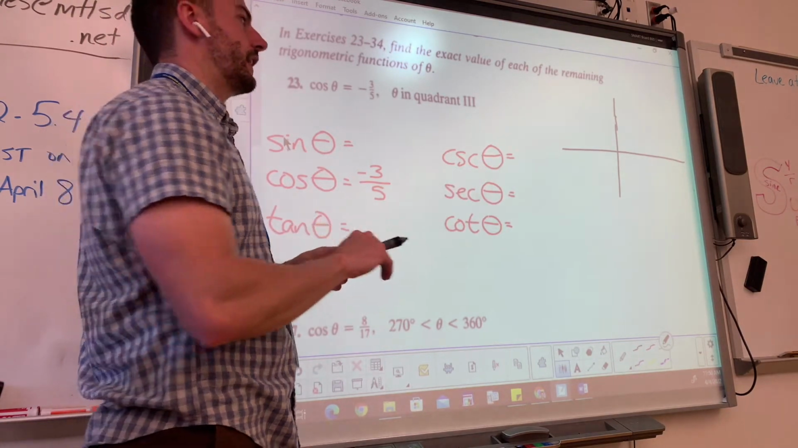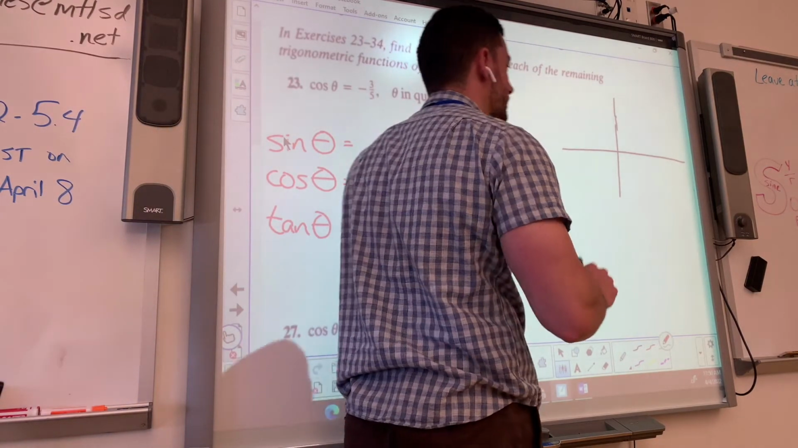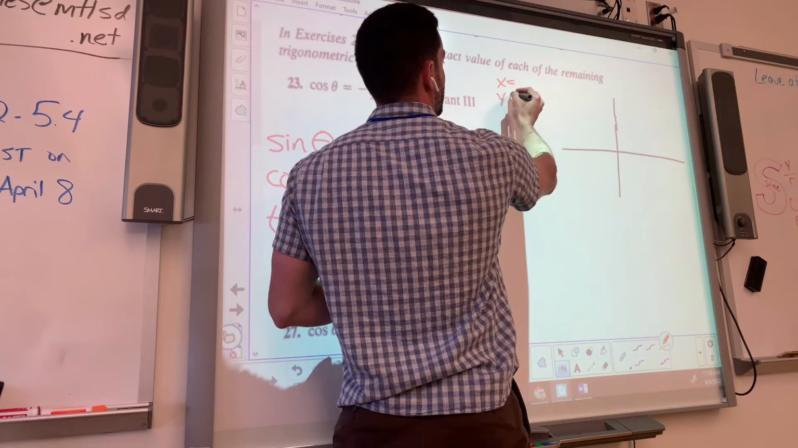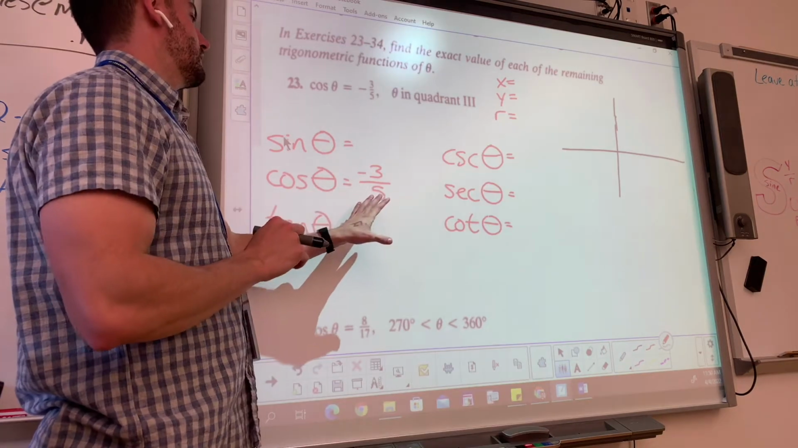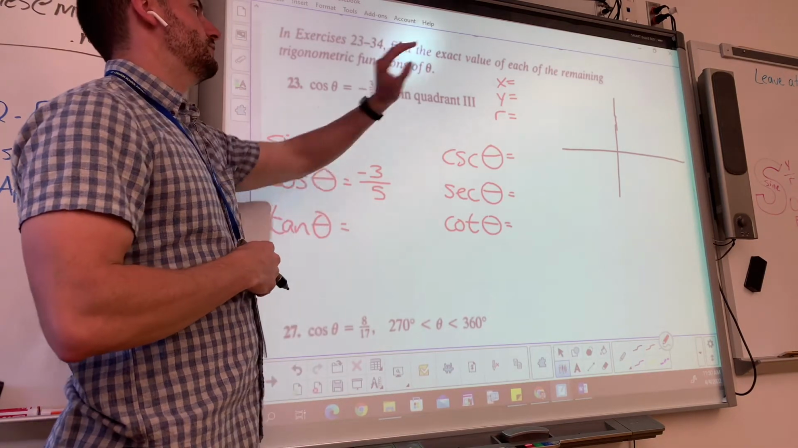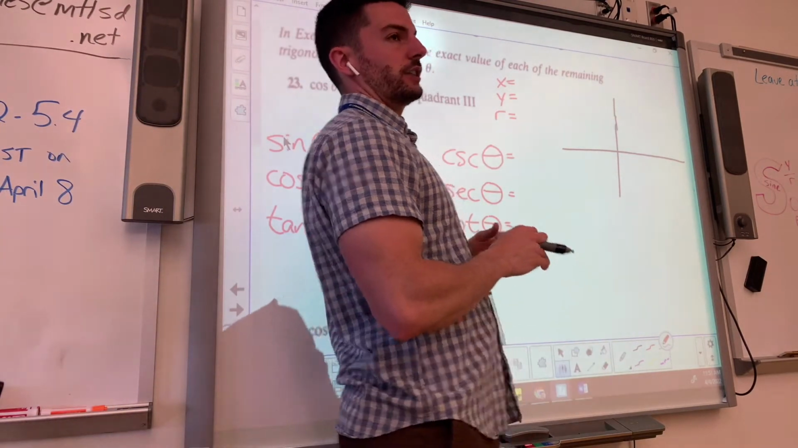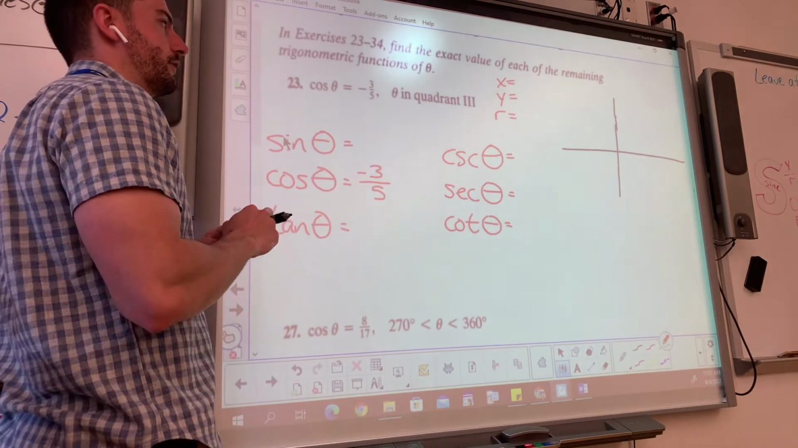Okay, and this is what I want you guys to think about. Just take 2 or 3 minutes even. And if you don't get it, we'll go over it together in those 2 or 3 minutes. But how can you use this cosine value, and how can you use the fact that it's in quadrant 3 to kind of put the rest of it together? Okay, so just think about that for yourself.